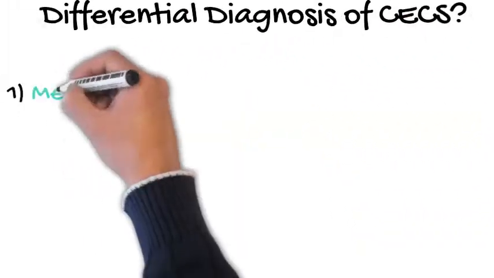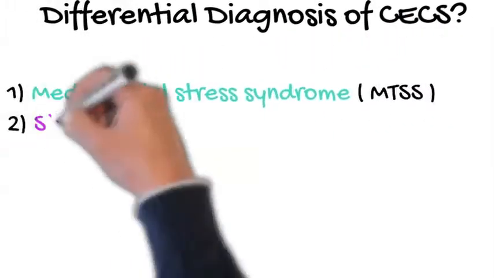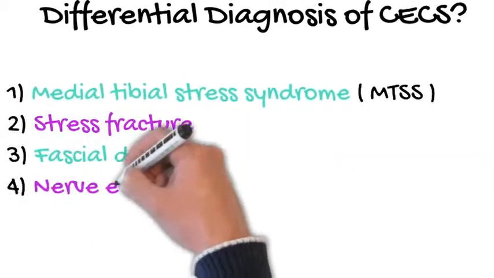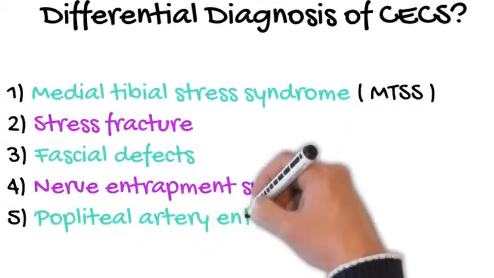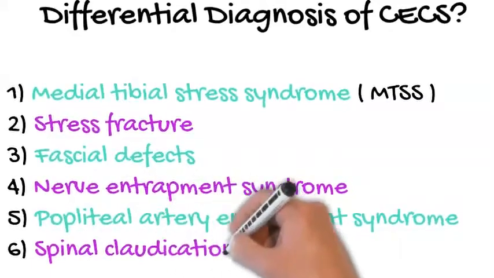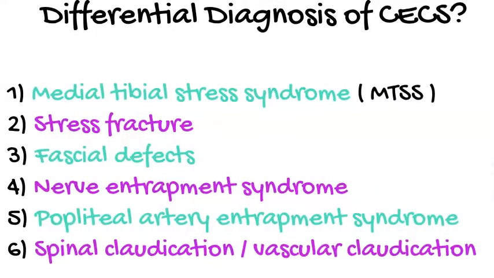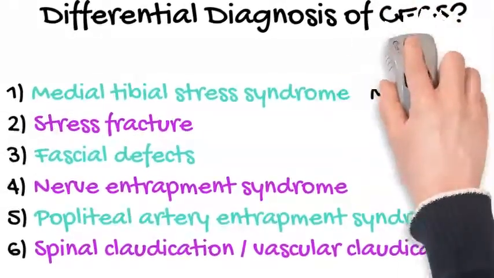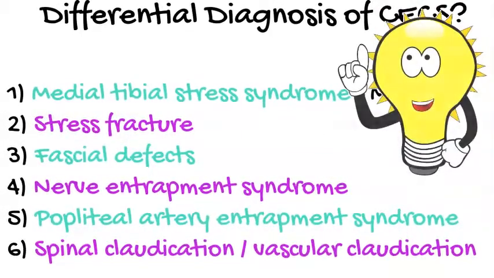What is the differential diagnosis of chronic exertional compartment syndrome? 1 is medial tibial stress syndrome, MTSS. 2. Stress fracture. 3. Fascial defects. 4. Nerve entrapment syndrome. 5. Popliteal artery entrapment syndrome. 6. Spinal claudication or vascular claudication.